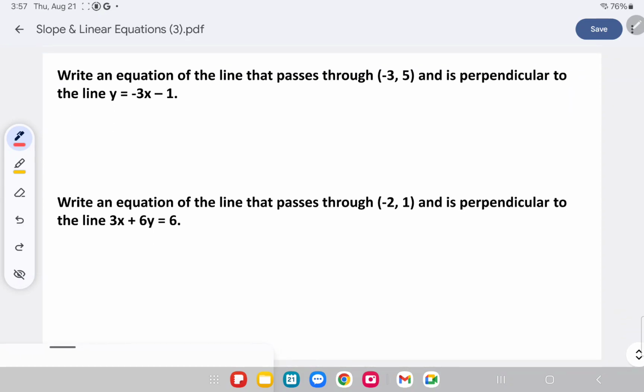For this one, it asks for a line that's perpendicular. We haven't done that yet in this video. Perpendicular means they have opposite reciprocal slopes. So the line that it gives us has a slope of negative 3. If our line is going to be perpendicular to that, then our line needs an opposite reciprocal slope. So instead of negative, it's going to be positive, and instead of 3, it's going to be 1/3. So our slope is 1/3. Our point is (-3, 5). We have the point and the slope, so we're going to put that into point slope form. And then we'll solve from there.